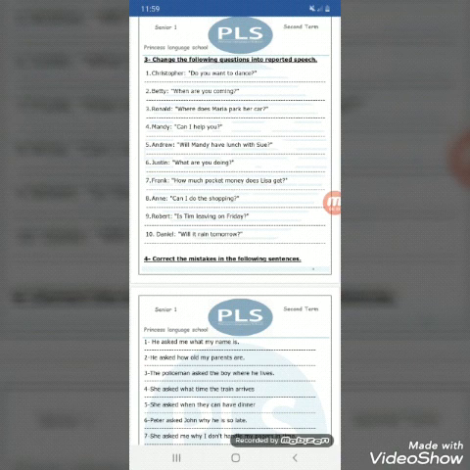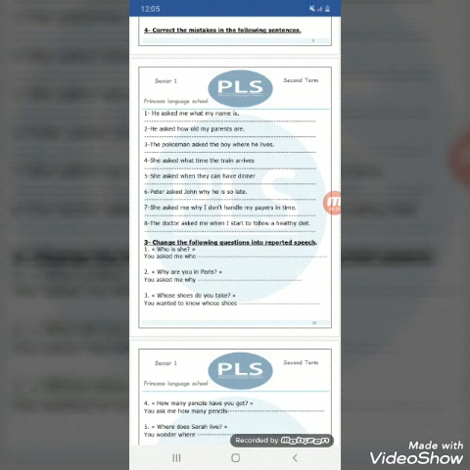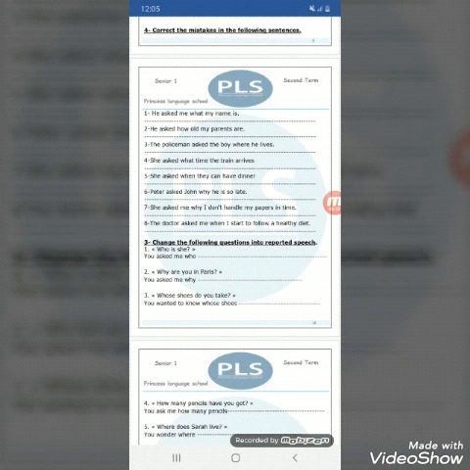I put if or whether: if it would rain the following day. Okay. Now the following question. Correct the mistakes in the following sentences.